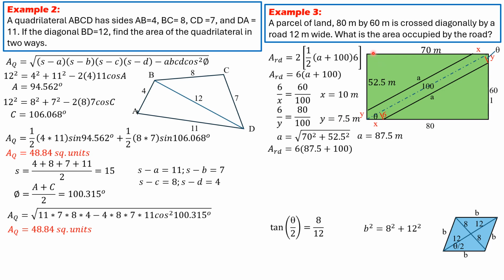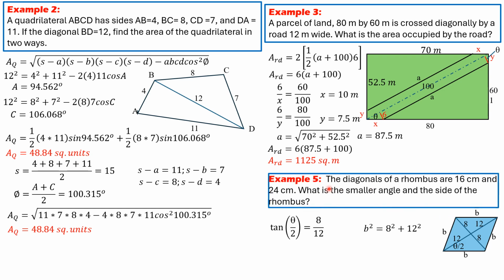And this length, this is a right angle, so this is a right triangle also, is 80 minus x. 80 minus 10, 70. We can now solve for A: the square root of 70 square plus 52.5 square. So A is 87.5. Substitute there. The area occupied by the road is 6 times the quantity 87.5 plus 100. So the area is equal to 1,125 square meters.